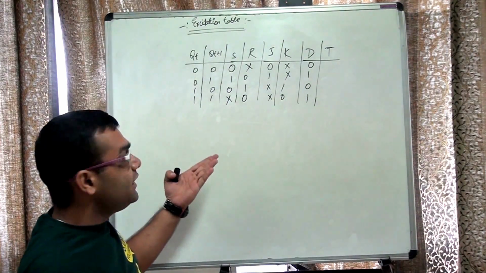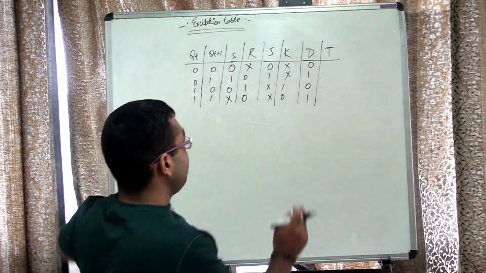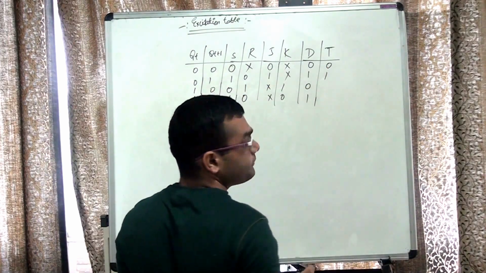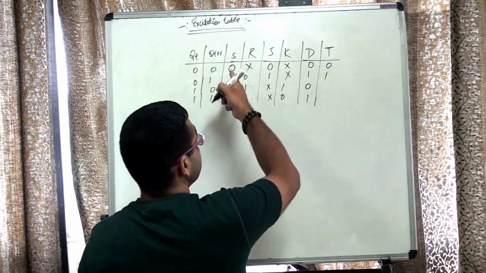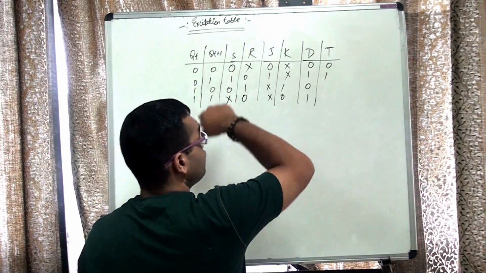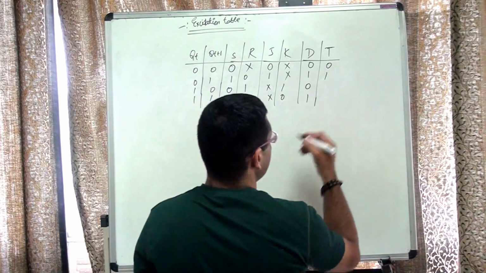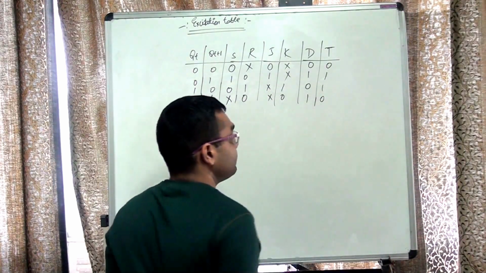And what about the value of T? In case both are the same, then my T value is 0. In case they are complement of each other, then T is 1. Whereas if T is 1, then Qt plus 1 is Qt bar. In case T is 0, then Qt plus 1 is Qt. From the truth table of T, if you remember. Okay, so this is 1 and this is 0.